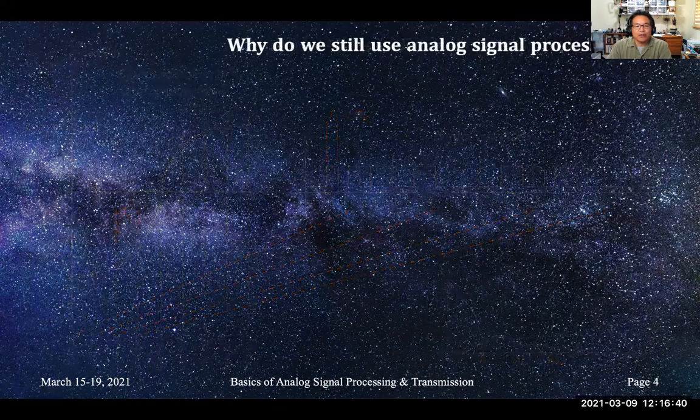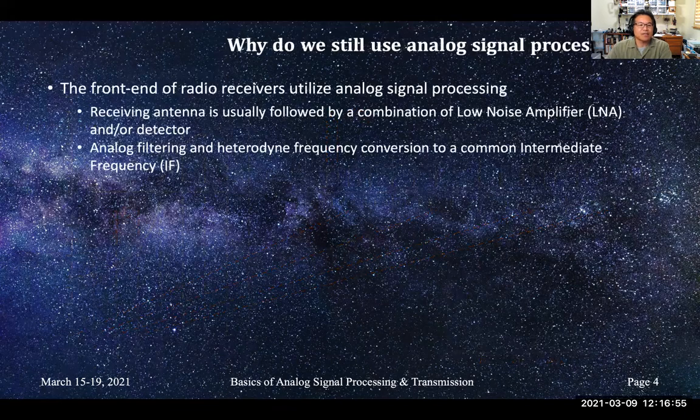Okay, so why do we still use analog signal processing after all today? Most of the new developments are with digital signal processing. Most of your cell phones, digital satellite communications, are digital. But the reason is that the signal coming into the antenna is of analog nature.